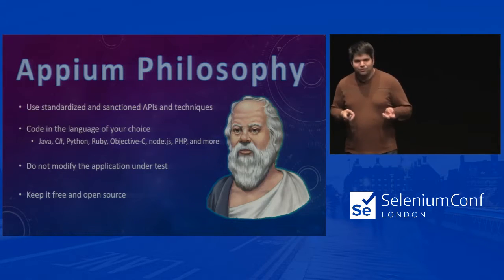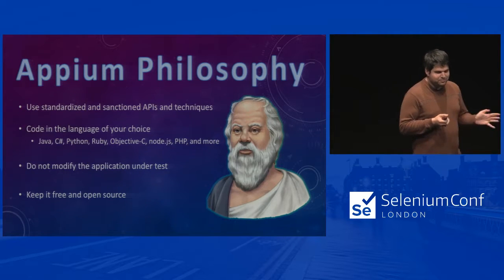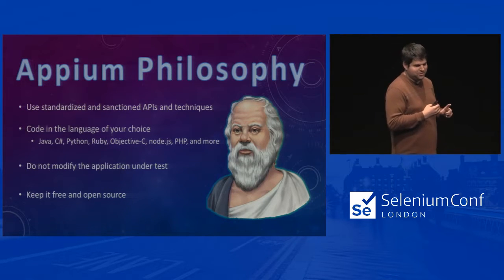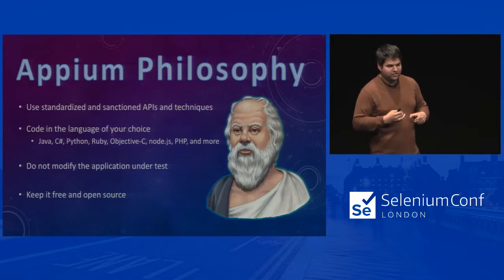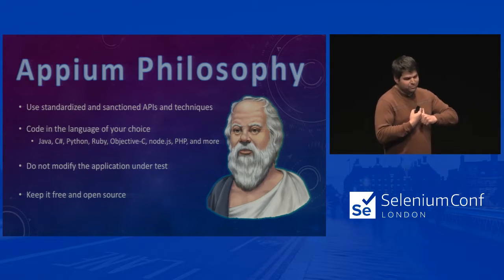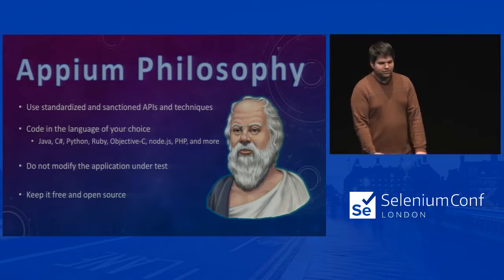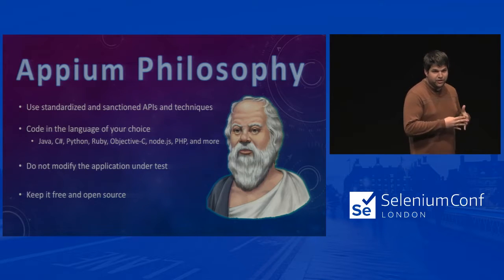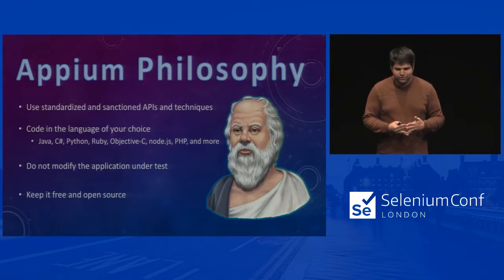So we have a simple philosophy. We strive to use standard and sanctioned APIs and techniques. For the most part, like 98% of the time, this is true. There's a little flexibility on this. There's some very tempting, low-hanging fruit that needs things that are a little bit dicey. But for the most part, that's true. You can code in any language you choose: Java, C#, Python, Ruby, Objective-C, Node.js, Perl, anything there's a Selenium binding for. You can use that exact same code to control Appium, which is wonderful.